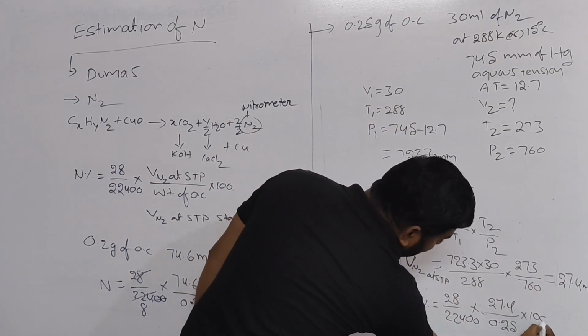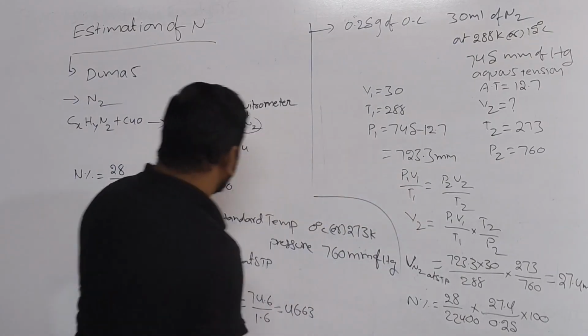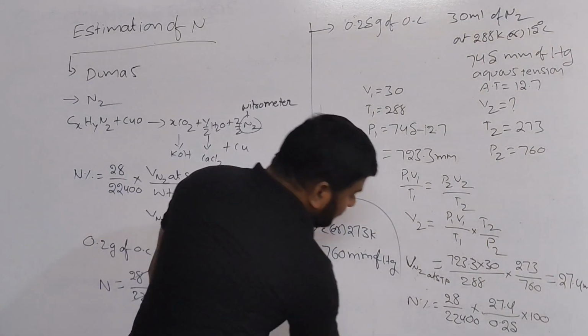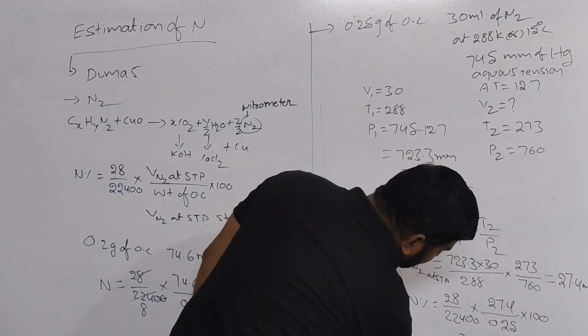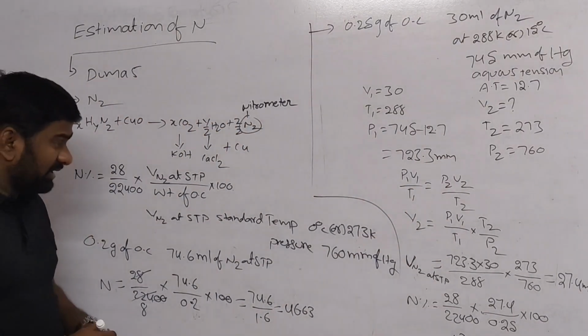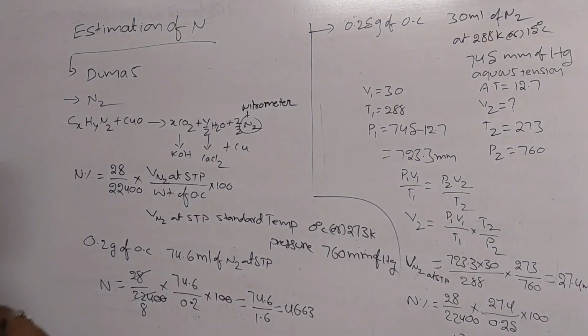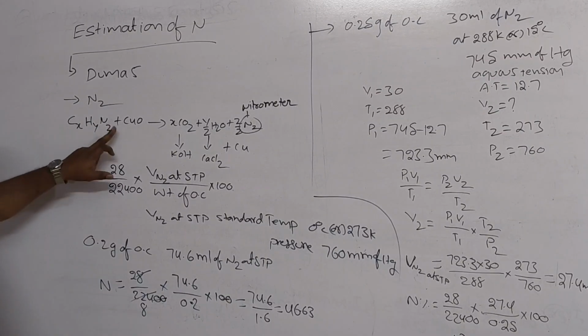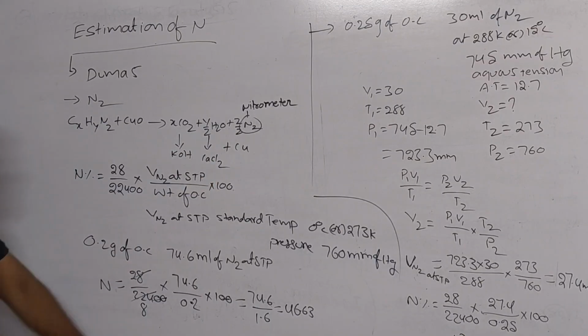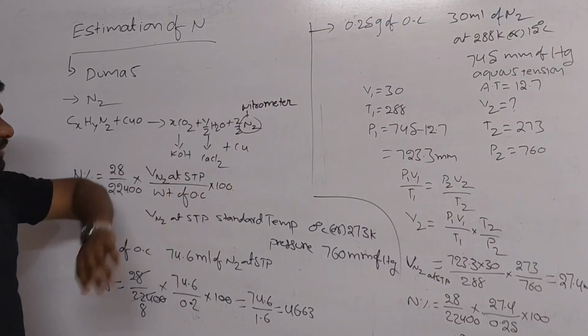0.25 into 100. If you solve this one, 13.6% of nitrogen will be obtained. This is the Dumas method. I am revising, once again the Dumas method. In the Dumas method, nitrogen is estimated in the form of N2. The organic compound containing carbon, hydrogen, nitrogen, on heating with CuO, gives CO2, H2O and N2. N2 is collected in the nitrometer.